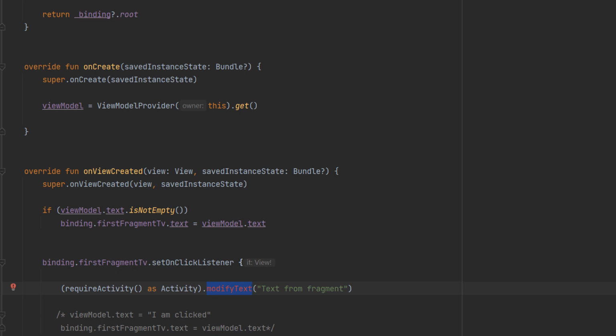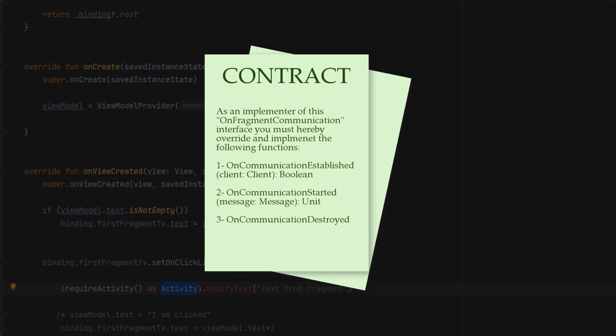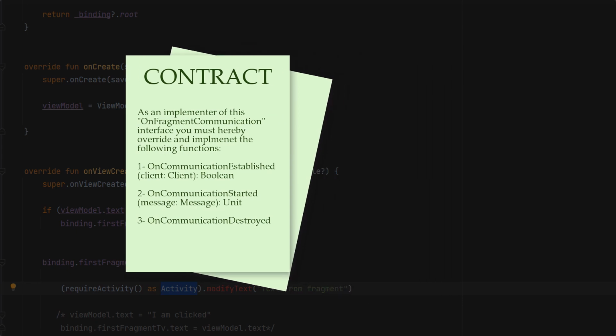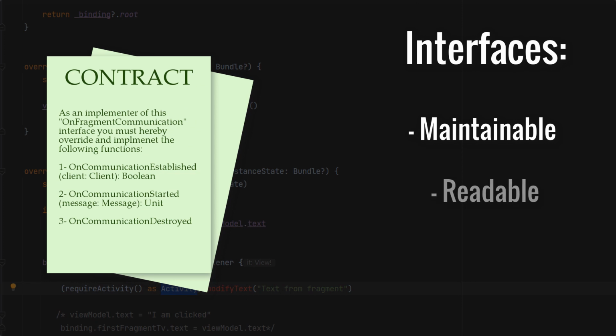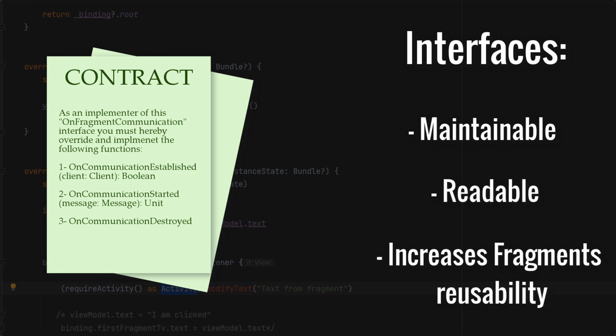And that also means that the first fragment will not be ever capable of being hosted within another fragment. It will only be hosted within activities since we coded our code this way. So the alternative is to use an interface. An interface is like a contract. It defines a set of methods that a class, in this case our activity, must implement. Using interfaces makes our code more maintainable, easier to understand, and most importantly, makes our fragments more reusable.